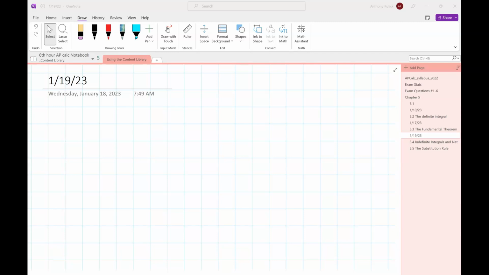Question time from you guys. What do you guys got? Victoria. Which section? 5.3, number 27. Would love to. The 5.3 questions are such a joy compared to some of the 5.2 stuff.